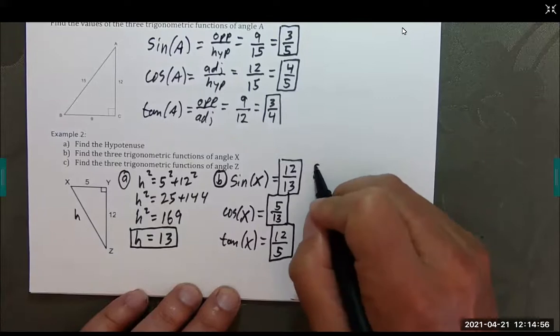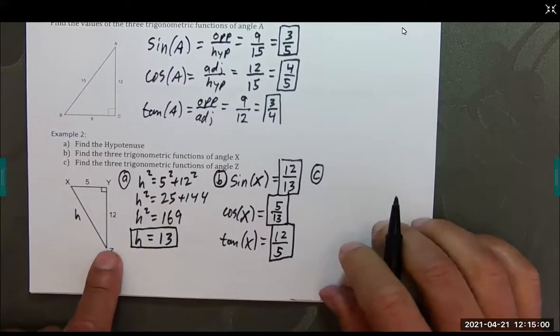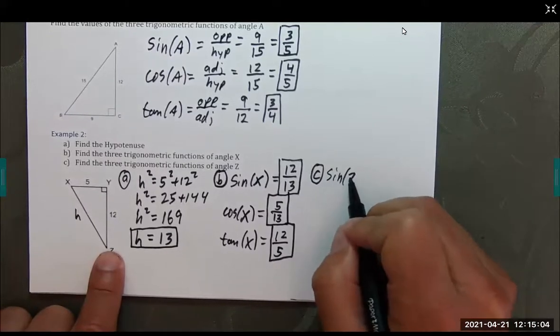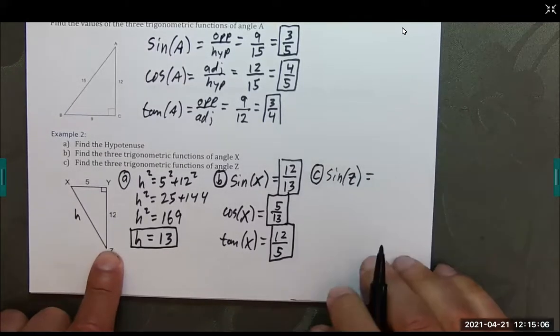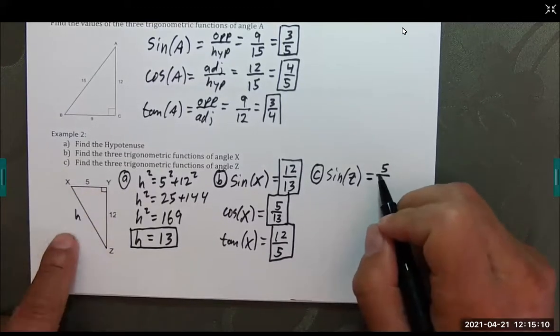Part C says do the same thing relative to angle z. So now we're down here. And the sine of angle z is going to be the opposite, which is 5, over the hypotenuse, which is 13.